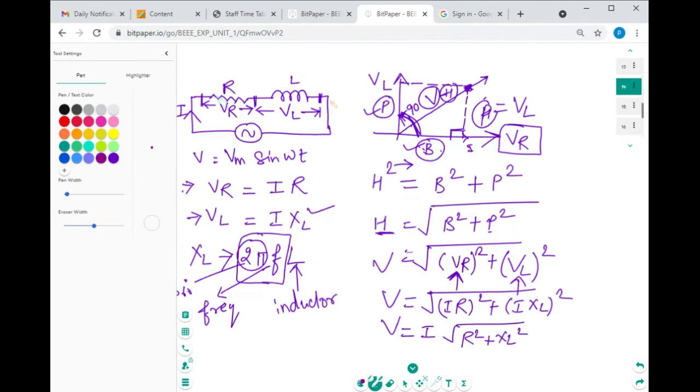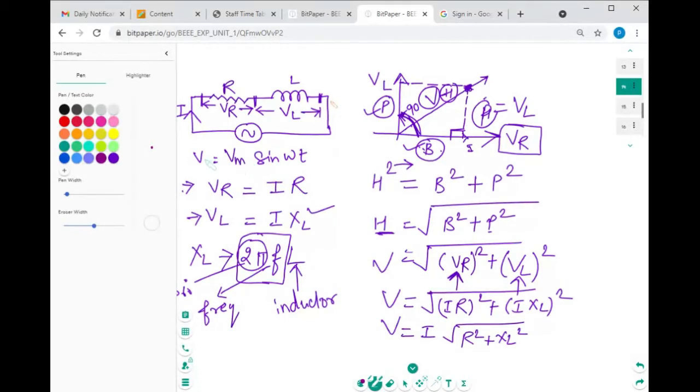This is the RL series circuit. R and L are both connected in series with some AC source. When you connect these two components in series, the current will remain the same but the voltage will divide. Across this R, the potential difference is VR, and across this L, the potential difference is VL.